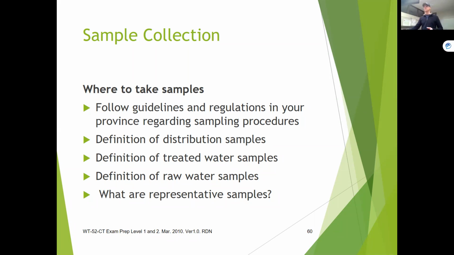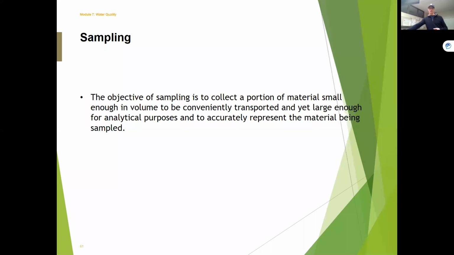Read your guidelines too. Depending on what you're sampling, you'll have to take different types of samples. The objective of sampling is to take a portion of material small enough in volume that you can transport it, but enough that you can get all your testing done. So if you need 100 liters for this, 200 liters for this, make sure you get enough product in that bottle so you can bring it back to your lab and get it done.